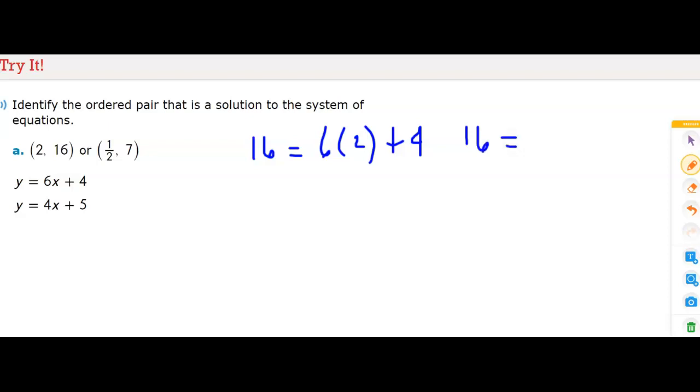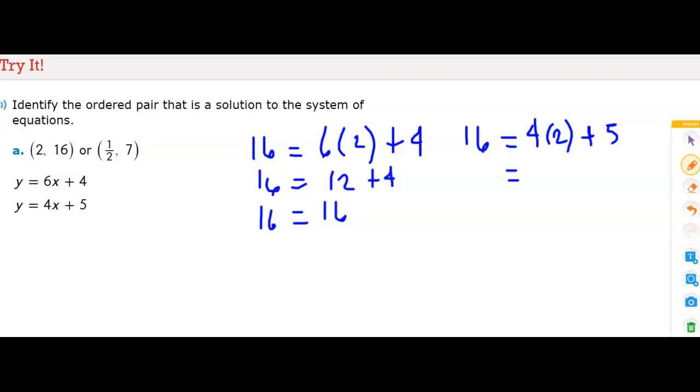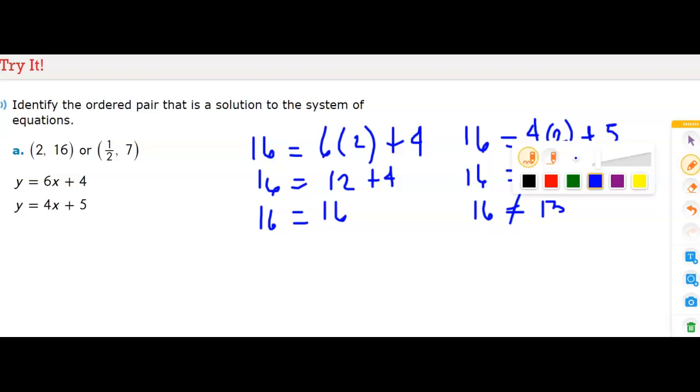16 equals 4 times 2 plus 5. Okay, so now I'm going to solve. So this would be 12 plus 4 equals 16. And then 12 plus 4 is also 16. So that's good. Then we have 16 is equal to 4 times 2 is 8 plus 5. 8 plus 5 is 13. So that is not equal. Then we're going to look at, let's do purple.